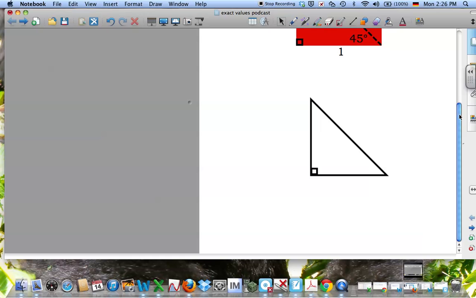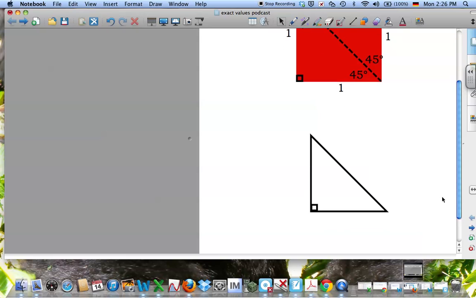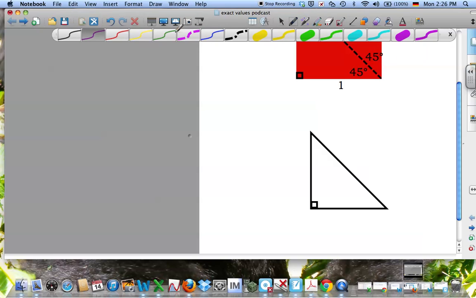Right, so if we go up to the top, this one starts with a square. It's a 1 by 1 by 1 square. If we split it through the middle, this angle bisects and they're 45 degrees. And very similar process, we're going to use this triangle to help us find sine, cos and tan of 45. So let's label as much as we know.